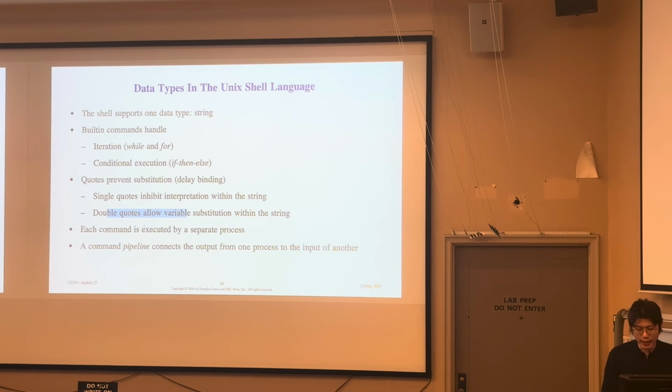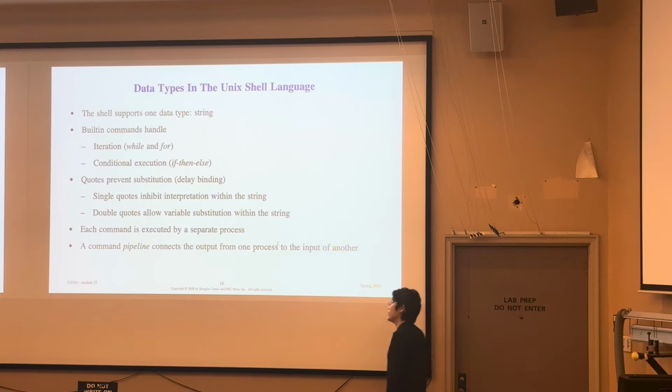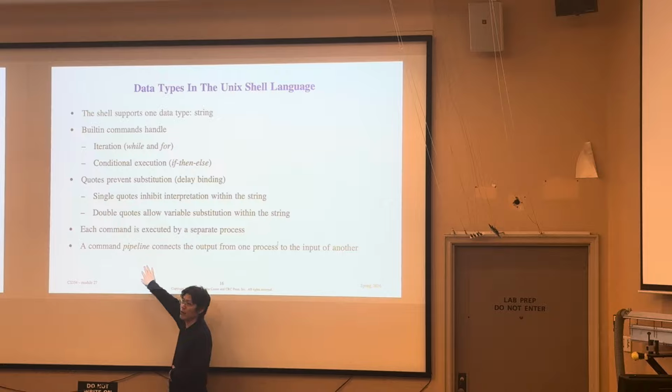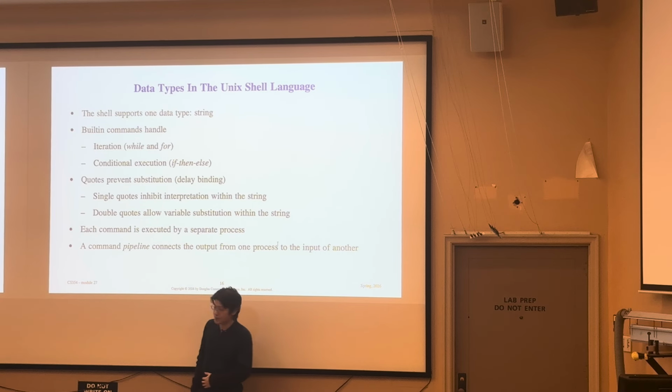Okay, and each command is executed by a separate process, and a command pipeline connects the output from one process to the input of the other. We have already explained that pipeline. In the previous lecture, we mentioned that a pipeline is a temporary file device that you create that you can use to bridge the output of a command to the input of another. Okay.